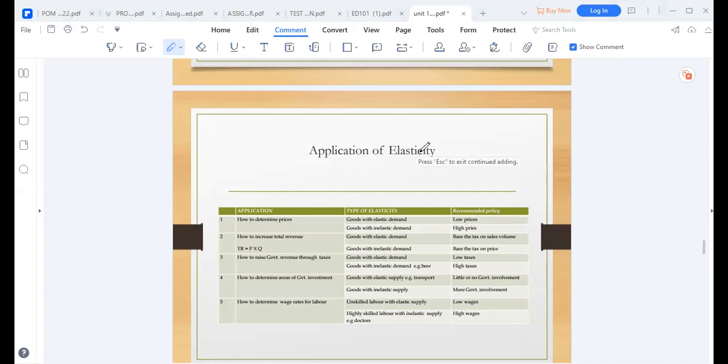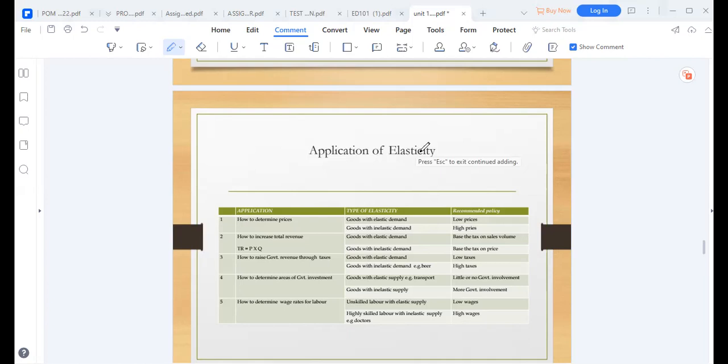When we're dealing with our total revenue, which is given by price times quantity, if we are faced with an elastic demand, the recommended policy is to base the tax on the sales volume. Okay, you tax based on the sales volume. But if the demand is inelastic, you base the tax on the price.